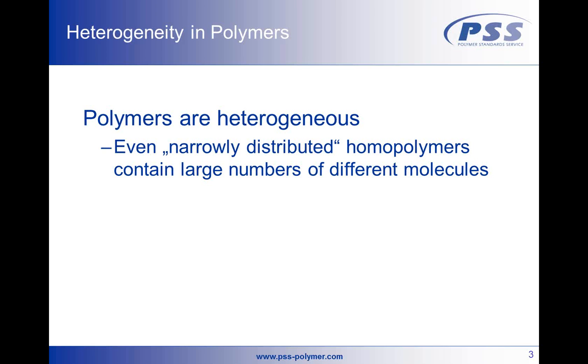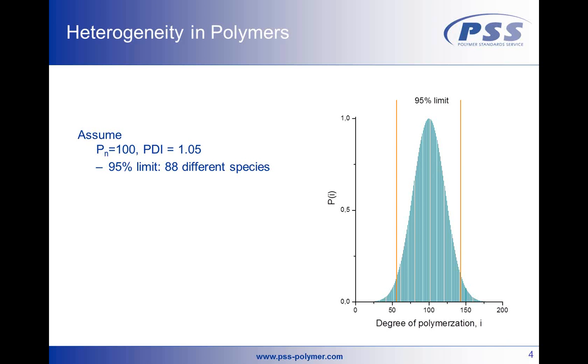very heterogeneous. And even if people talk about what is called a narrowly distributed or monodispersed homopolymer, it still contains a large number of different chain molecules. For example, if you have a typical sample which you can prepare by anionic polymerization having a degree of polymerization of hundreds or so and a very narrow polydispersity like 1.05, then within the limits where you have 95% of all the chains covered, you still have 88 different species, all differing in their degree of polymerization.